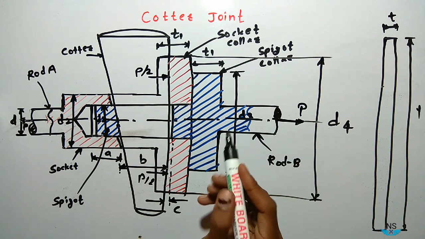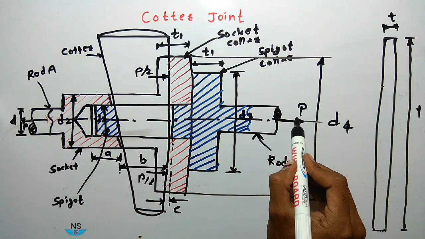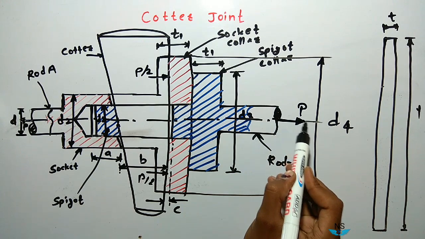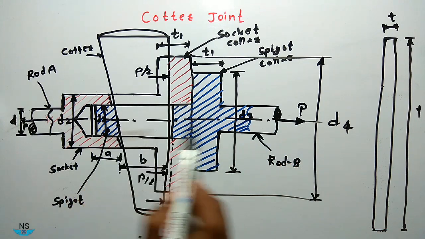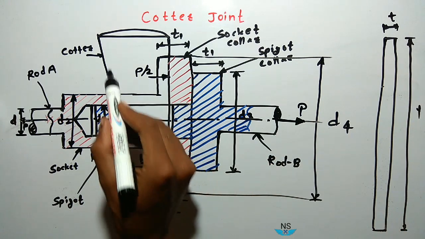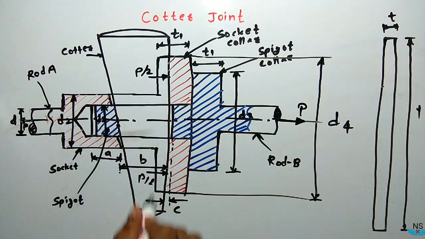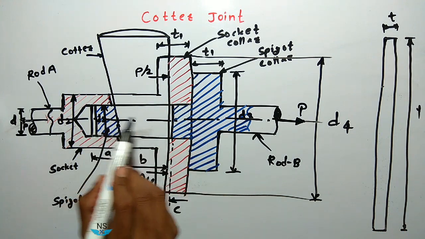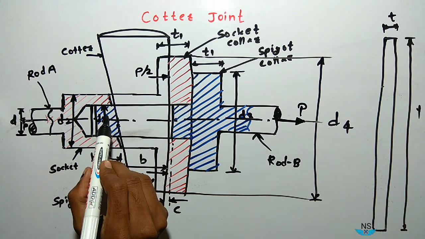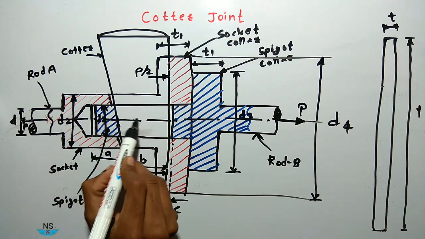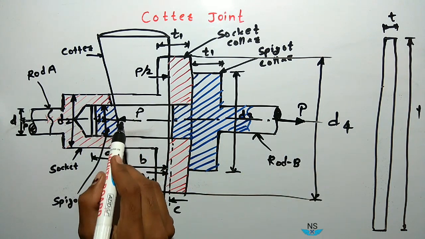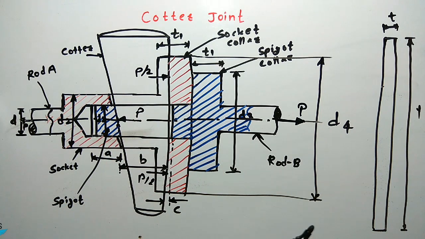Now let us see the spigot. On the spigot, load P is acting here. So this load should be balanced. Where can you balance this force P? Let us see where the cutter touches the spigot. Here there is clearance, and here the spigot touches the cutter. So the equal and opposite force P is balanced here.